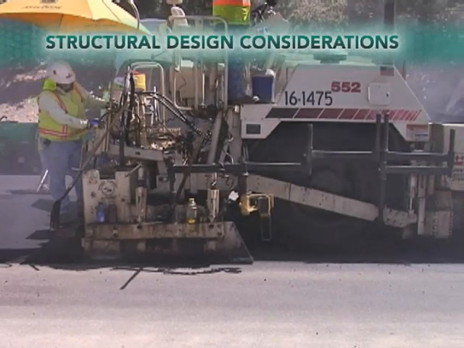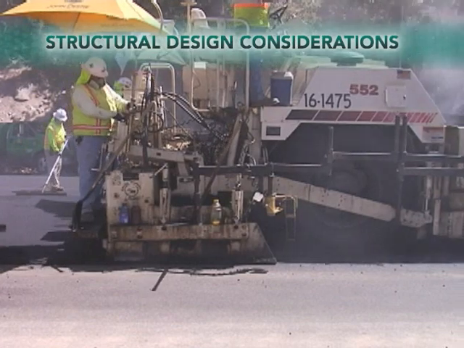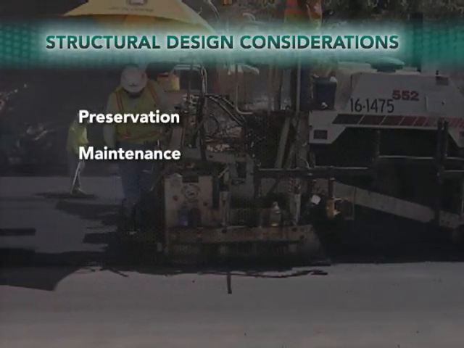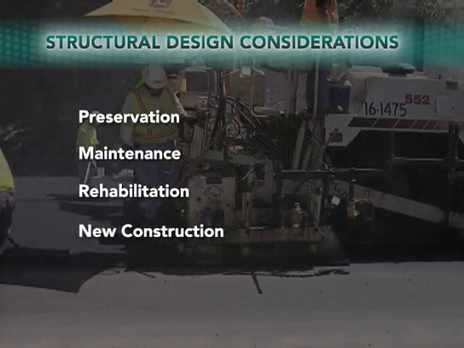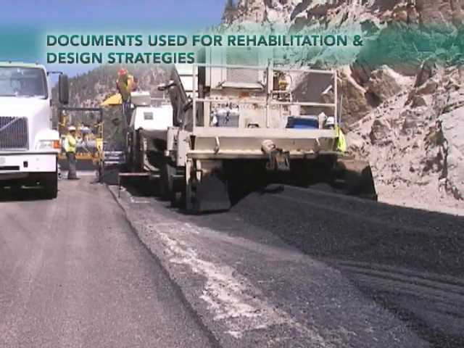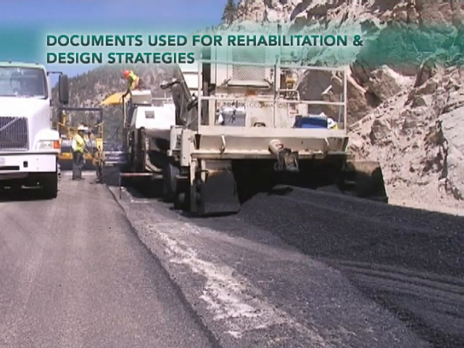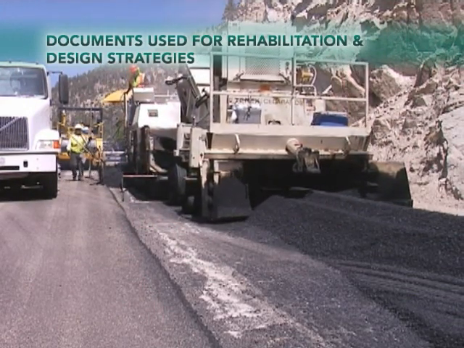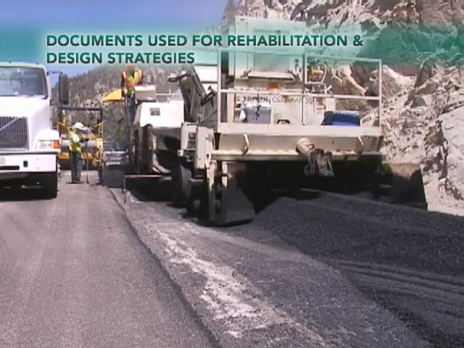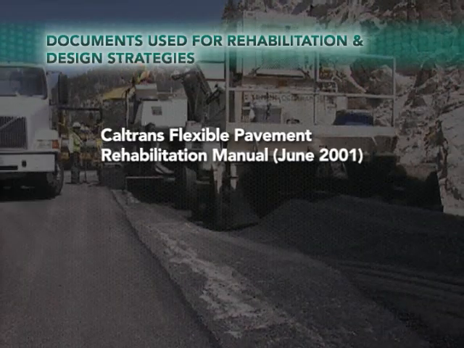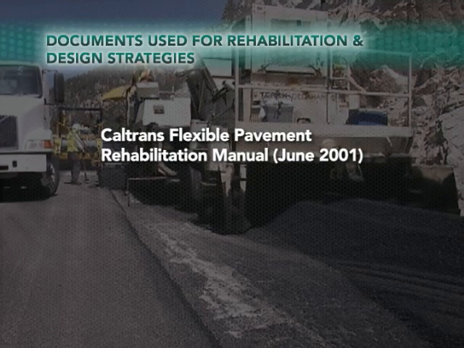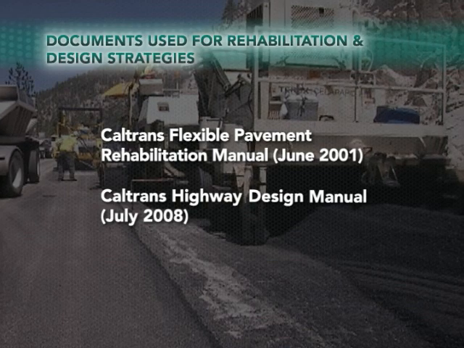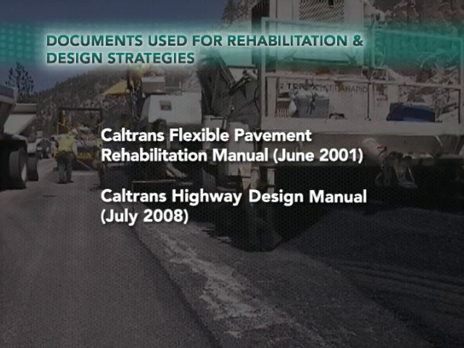Approach to structural design depends on the intended purpose for the rack pavement, which may include preservation, maintenance, rehabilitation, or new construction. The use of the half-thickness equivalents for using rack overlays can be accommodated by following prescribed details for rehabilitation and design strategies in the following documents: Caltrans Flexible Pavement Rehabilitation Manual, June 2001. Caltrans Highway Design Manual, July 2008.